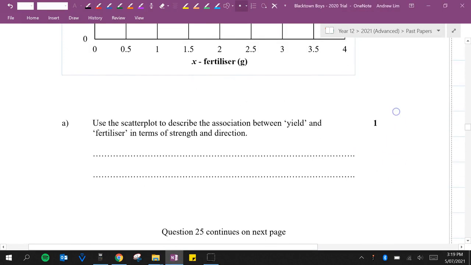So we can see here that this is a strong, positive, linear association. Okay, we've got our strength, strong. You could say very strong if you want. And it's positive.